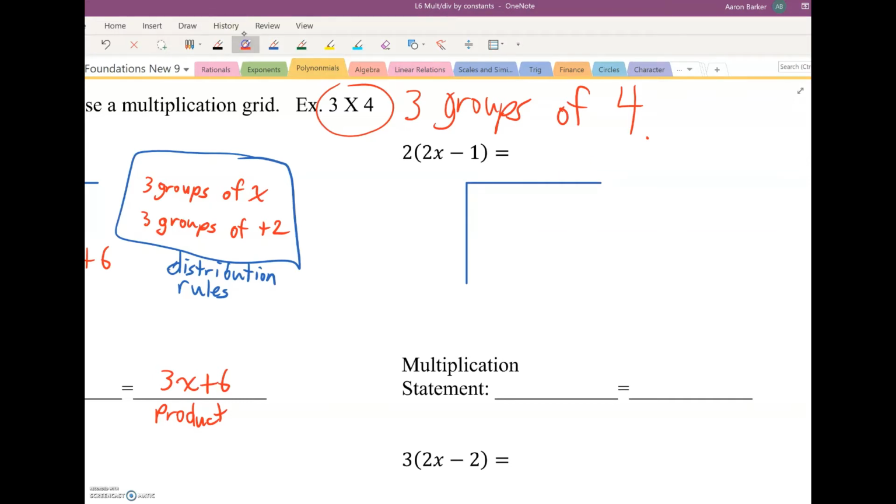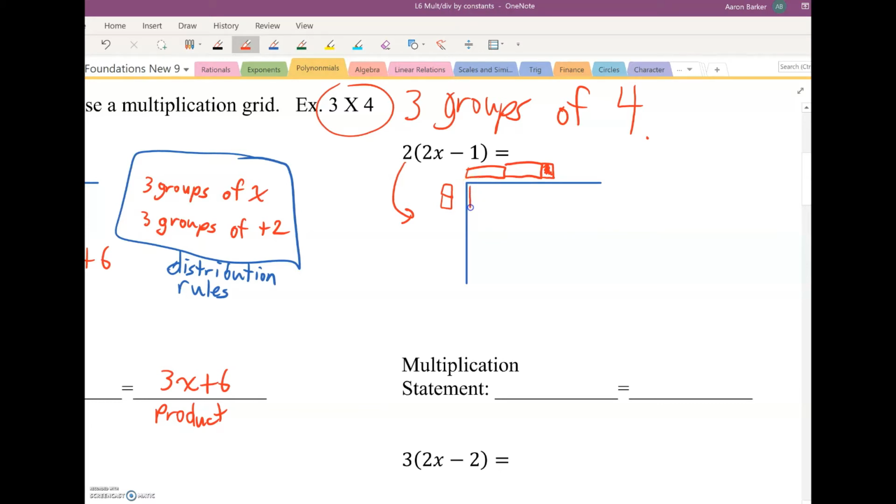There we go. So now we want 2 groups. So we put the 1 factor on one side, and then the 2x minus 1. What are we going to have to do for the minus 1? We're going to have to shade it. So now I kind of know what shape I'm going to create.